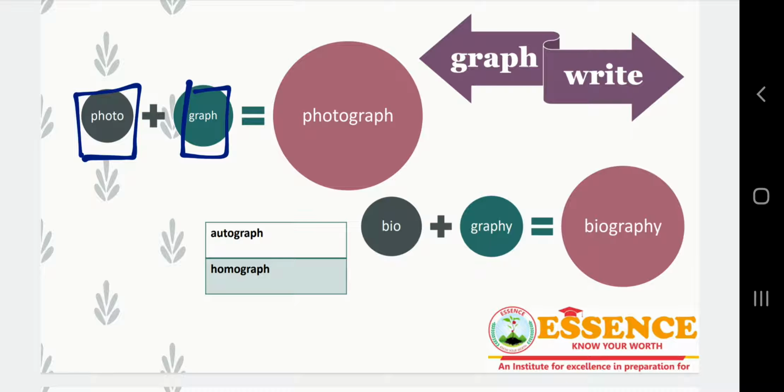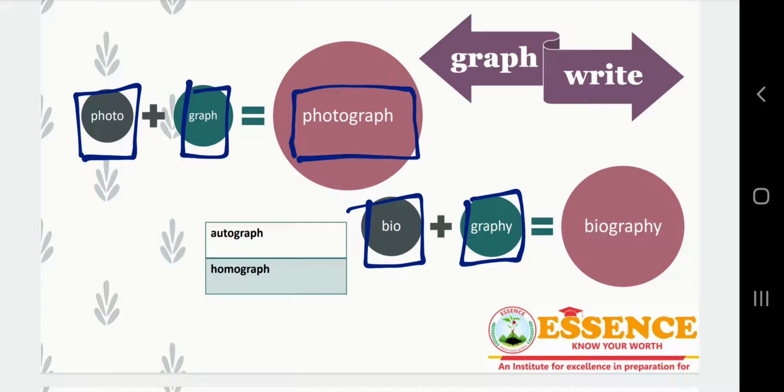So what is a photo? Basically, photo is something to do with light. So when you are writing with the help of light, writing something with the help of light in the form of a picture, it is called a photograph. Next, you have the word bio plus graphy. Bio means to do with any living thing. So when you're writing about any living person, his life, when you're writing about a person's life, it is called biography.